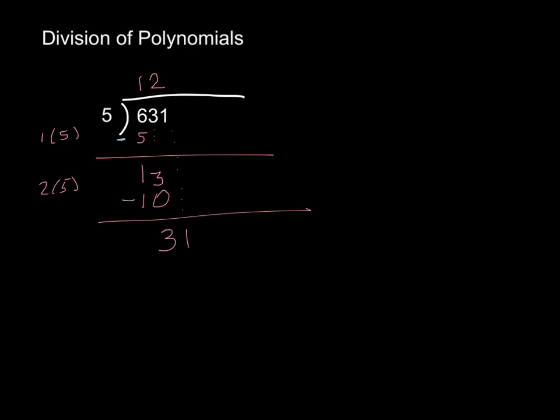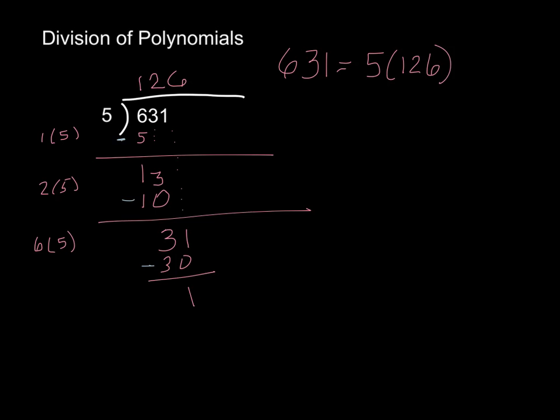And we repeat, and we say, what do we have to multiply 5 by to get as close as we can to 31? And we notice that that is 6. So 6 times 5 is 30. And we subtract, and we get 1. And now 5 doesn't actually go into 1, so we know that we're done. So it turns out that 631 is actually 5 times the quotient, 126, with a remainder of 1.